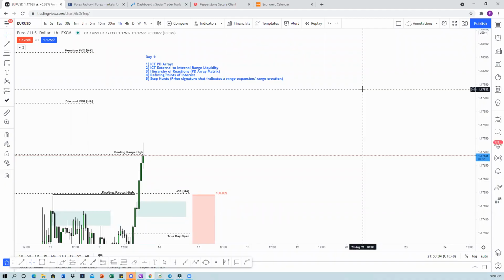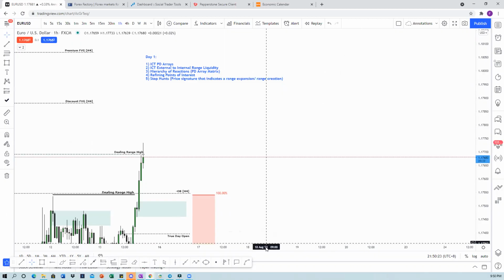If you watched ICT's YouTube video, I can't remember exactly which one it is, but he showed examples of short-term highs, short-term lows, intermediate-term highs, intermediate-term lows, and long-term highs, long-term lows. Okay, they form like this.